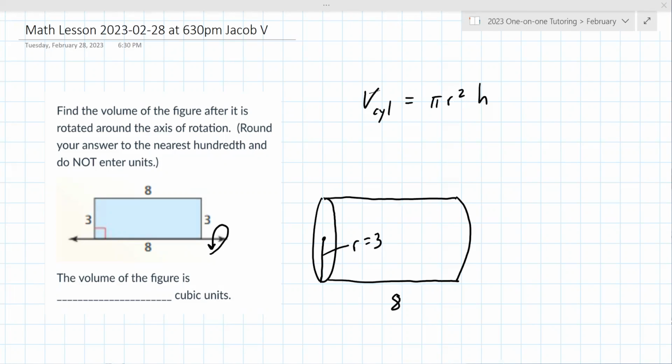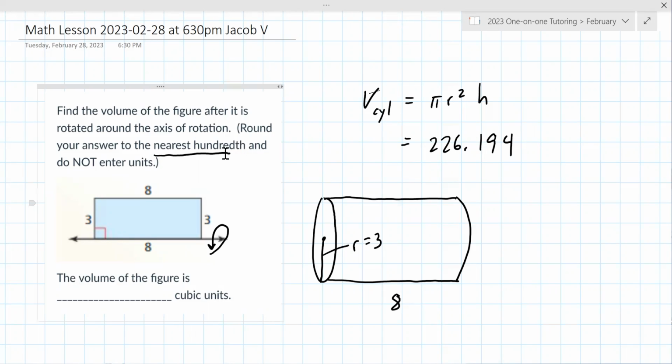Okay, so pi times 3 squared, 9, times 8. 226.20. Okay. So it's 194. You don't actually care what's to the right of you, you just write the first 3 digits. Okay.